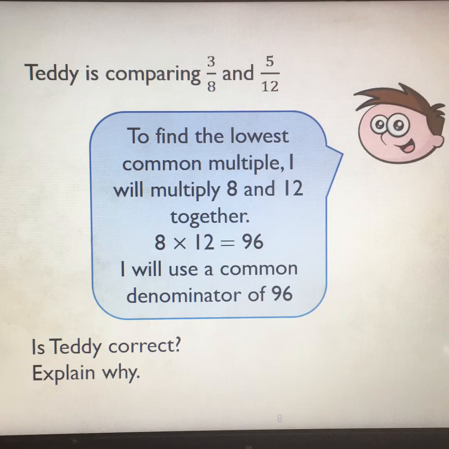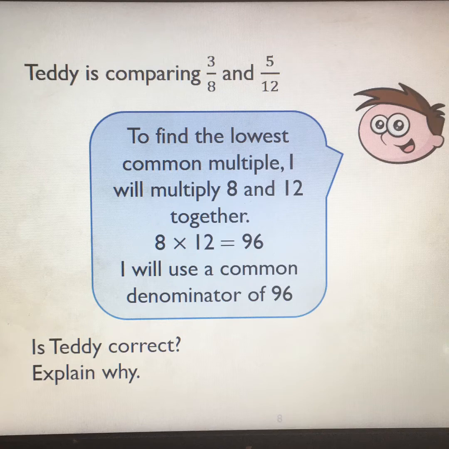This question from White Rose is telling us that Teddy is comparing 3/8 and 5/12. Teddy thinks that to find the lowest common multiple, he could multiply 8 and 12 together. This would get 96, and then that could be the common denominator. Is Teddy correct? I want you to pause this video and think about, is that the best common denominator for Teddy to use?